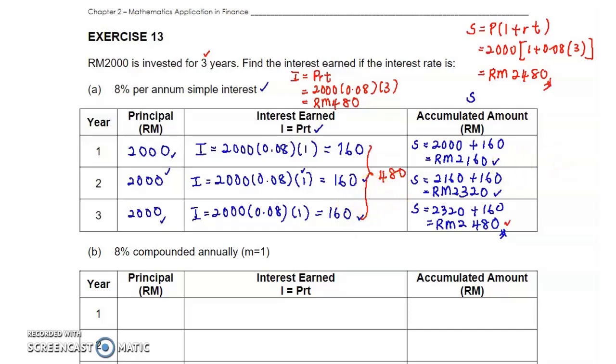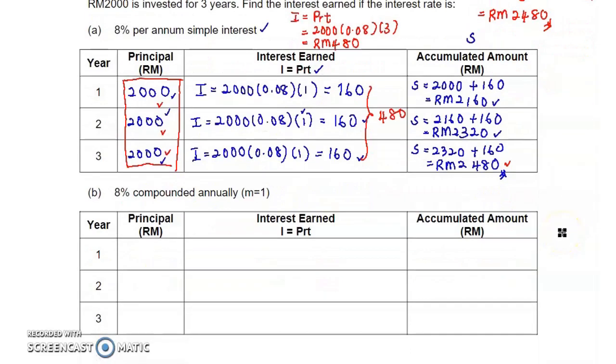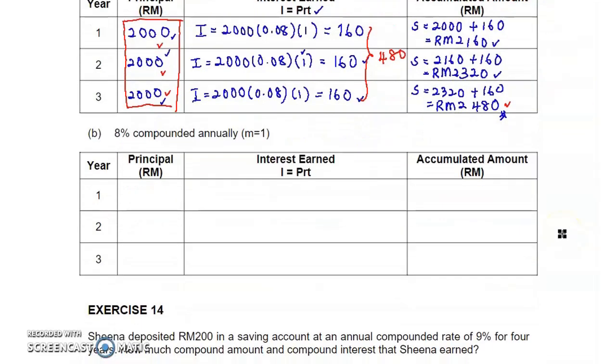Okay, which is the value at the end of the third year. So this one we use simple interest. Again, simple interest is the calculation of interest based on the original principal. So throughout the 3 years, the principal is the same. That is simple interest. Now let's look at using compound interest.